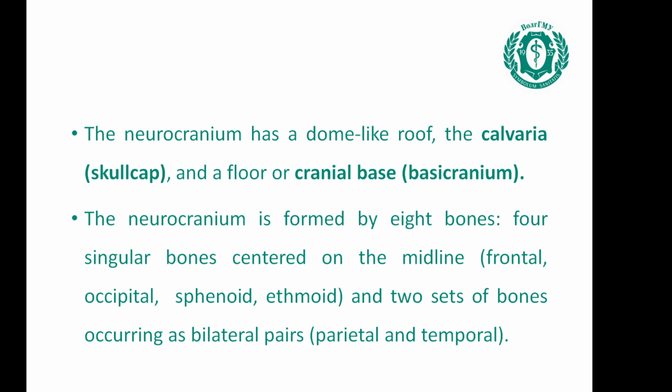The neurocranium is formed by 8 bones, 4 singular bones centered on the midline. They are frontal, occipital, sphenoid, ethmoid, and 2 sets of bones occurring as bilateral pairs, parietal and temporal.